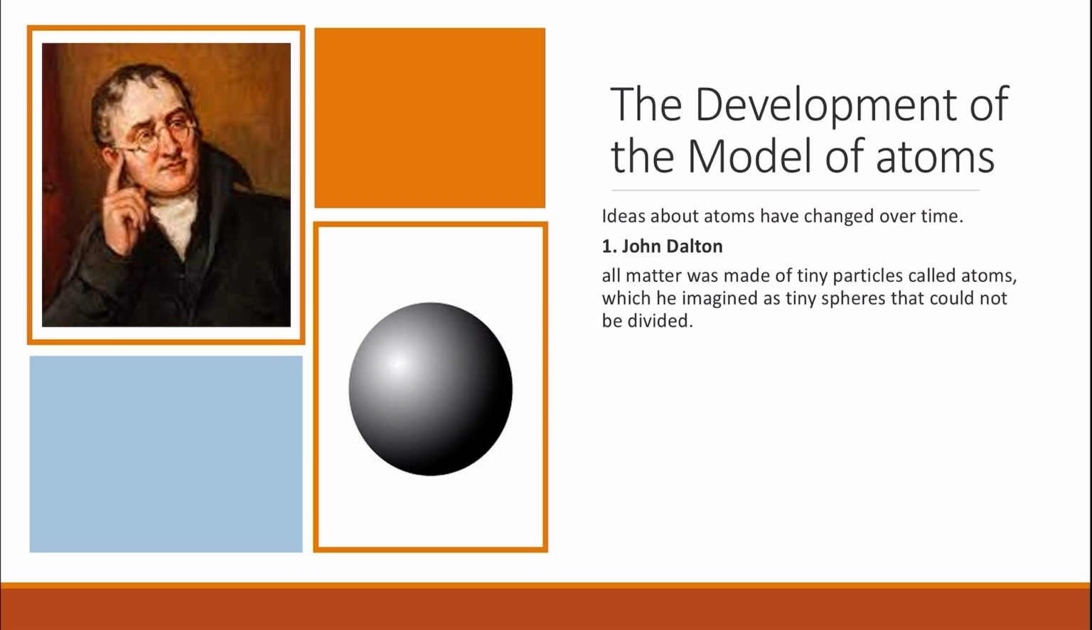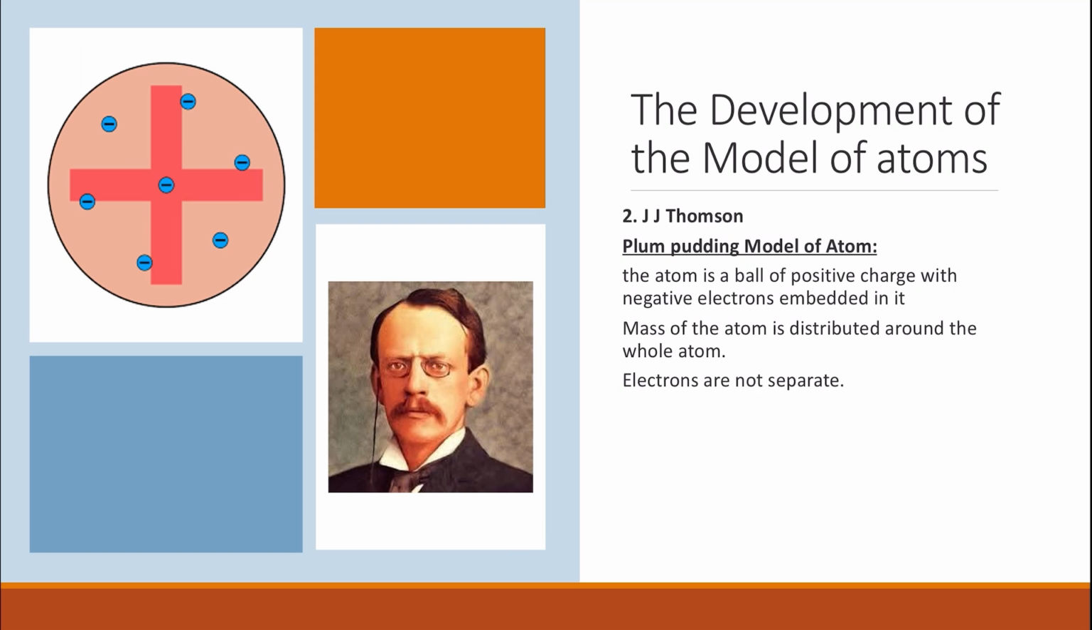The development of the model of the atom. The first scientist that described the atom was John Dalton, where he simply imagined the atom as tiny spheres that cannot be divided. Then the plum pudding model of an atom is a common question in the exam, where the plum pudding model of the atoms has been described as a ball of positive charge which have electrons embedded in it, which are negatively charged.